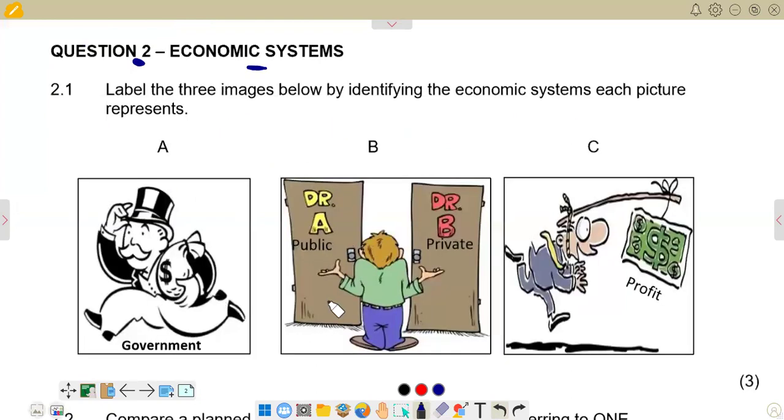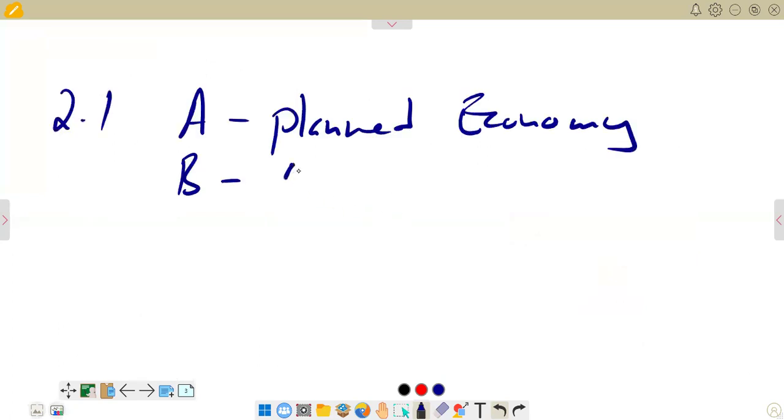If you go to B, you are seeing that we have both the public and the private. So we are seeing that there's a mixture. The public there is representing the government, and the private is representing private ownership of resources. So we have got a mixture. When we have a mixture, remember we are calling it a mixed economy. So B is represented by mixed economy.